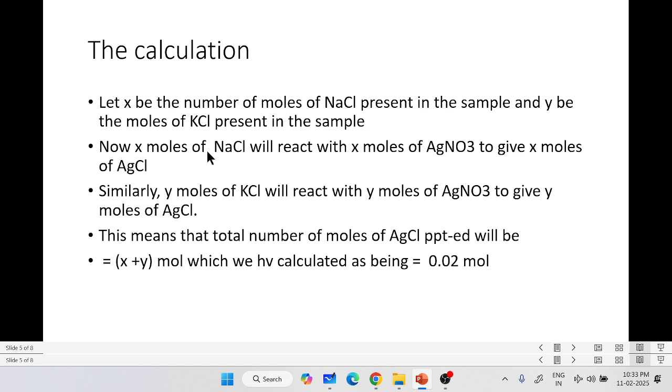Let X be the number of moles of NaCl present in the sample and Y be the moles of KCl present in the sample. Now X moles of NaCl will react with X moles of AgNO3 to give you X moles of AgCl, because the molar ratio is 1:1:1. Similarly, Y moles of KCl will react with Y moles of AgNO3 to give you Y moles of AgCl. So there's a total of X plus Y moles of AgCl in the system, which we have calculated earlier to be 0.02 moles. So X plus Y is equal to 0.02.